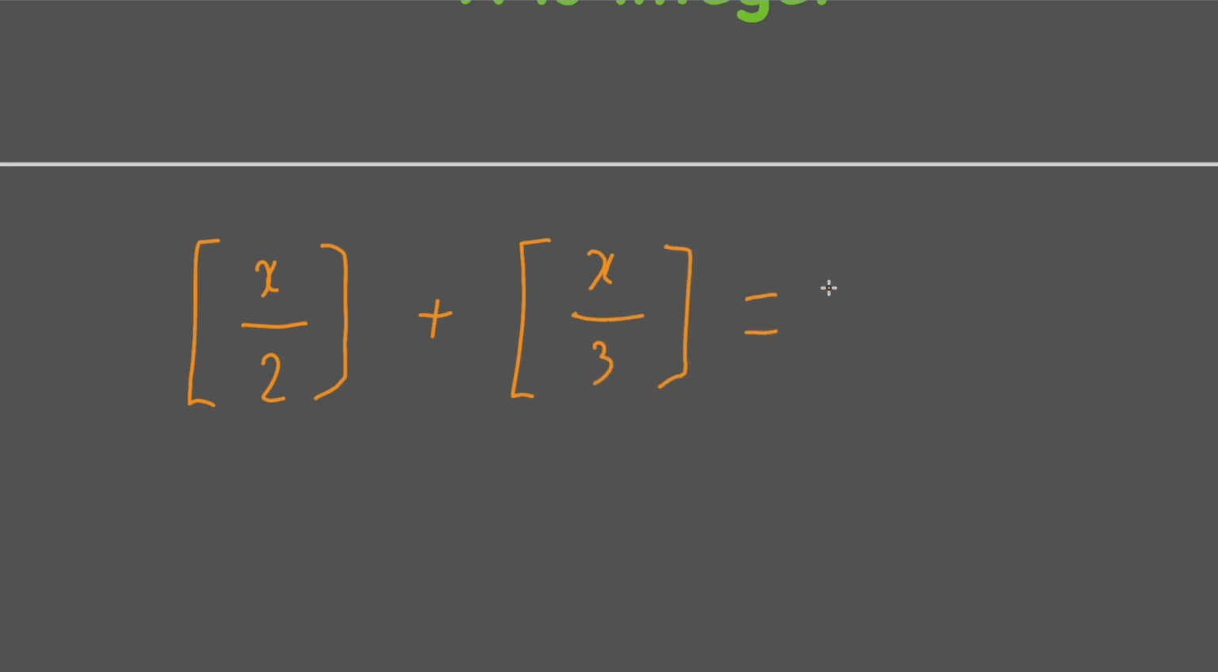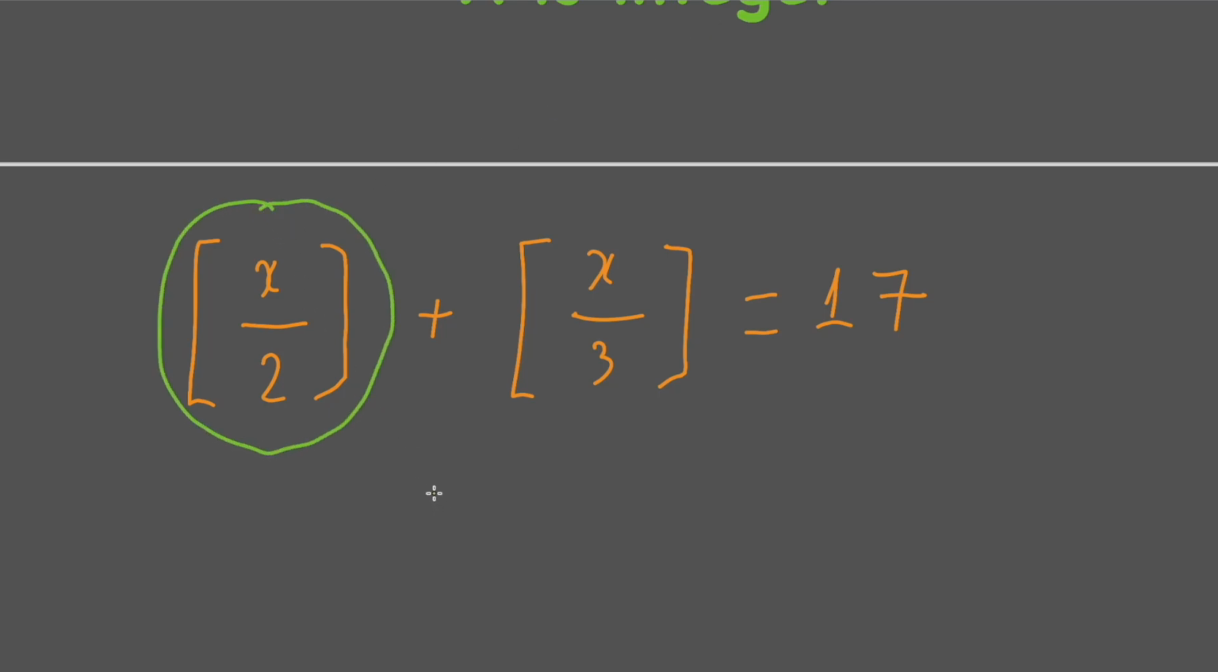We have floor of x over 2 plus floor of x over 3 equal to 17. At first, we have to know the properties of this floor function.